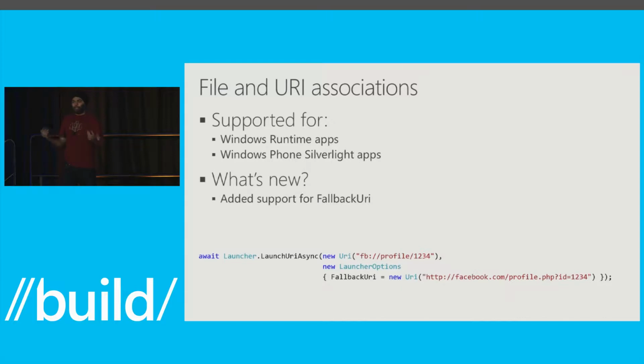So this is a nice way to let your user finish the task they started, even if the app isn't installed. So for example, and this is just an example, this isn't a real URI, but in this example, an app is trying to invoke the Facebook app to show a profile of another user. And if the app isn't installed, the user could potentially be taken to the facebook.com website to do the same thing. So that's file and URI associations. Available on Windows, Windows Phone, still available on most other platforms.